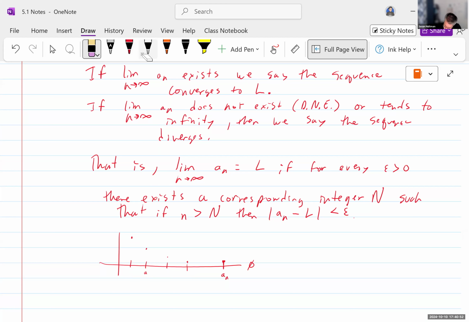Let me do A1, 2, 3, 4. This is my A1 up here, A2, A3, A4. This is my A sub n at n. My limit is this line that it's approaching. That's my limit, that line. It's approaching that line.